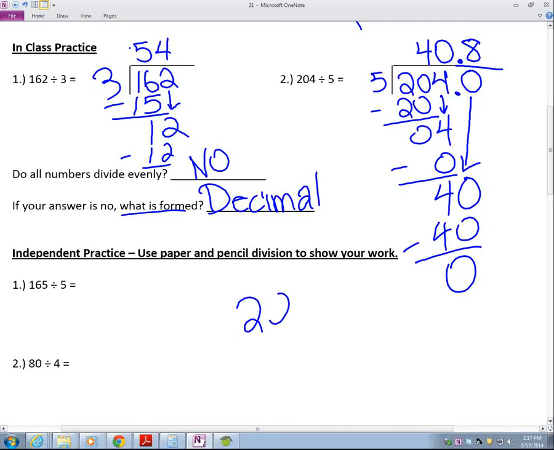From yesterday, do you agree? Don't write what I'm doing right now. From yesterday, do you agree that 204 is equal to 204.0? That's all that we did here. We're just making it. Okay? Good?